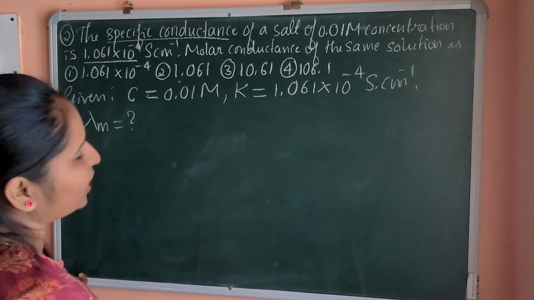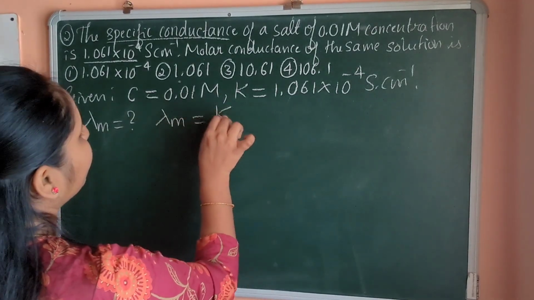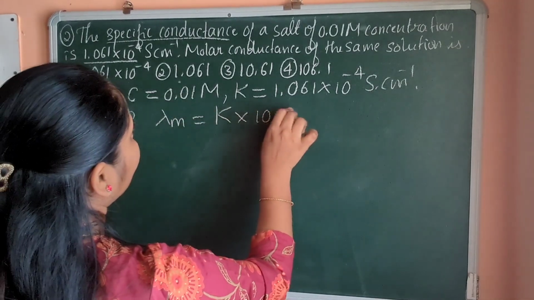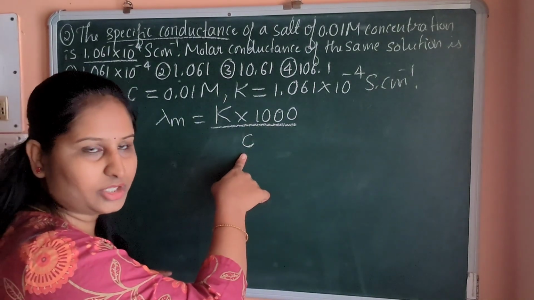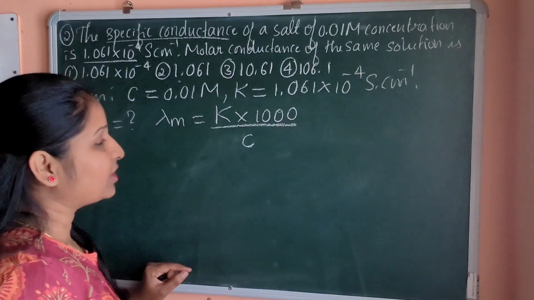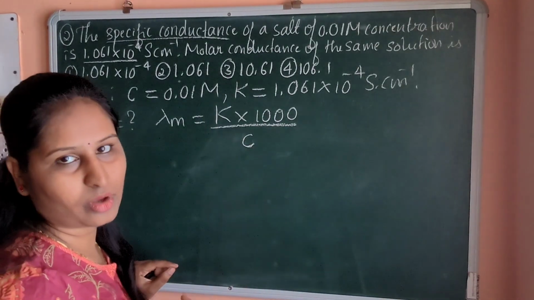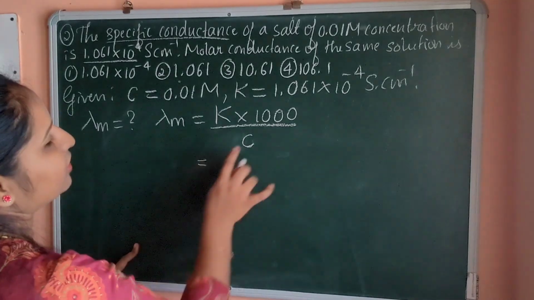So what is the formula to calculate this one? Lambda m is equal to K into 1000 upon C. You can either take this as C as concentration, or sometimes we write it as M, which means molarity. Sometimes it is N, which means it is normality. So accordingly here, how much is the K value?